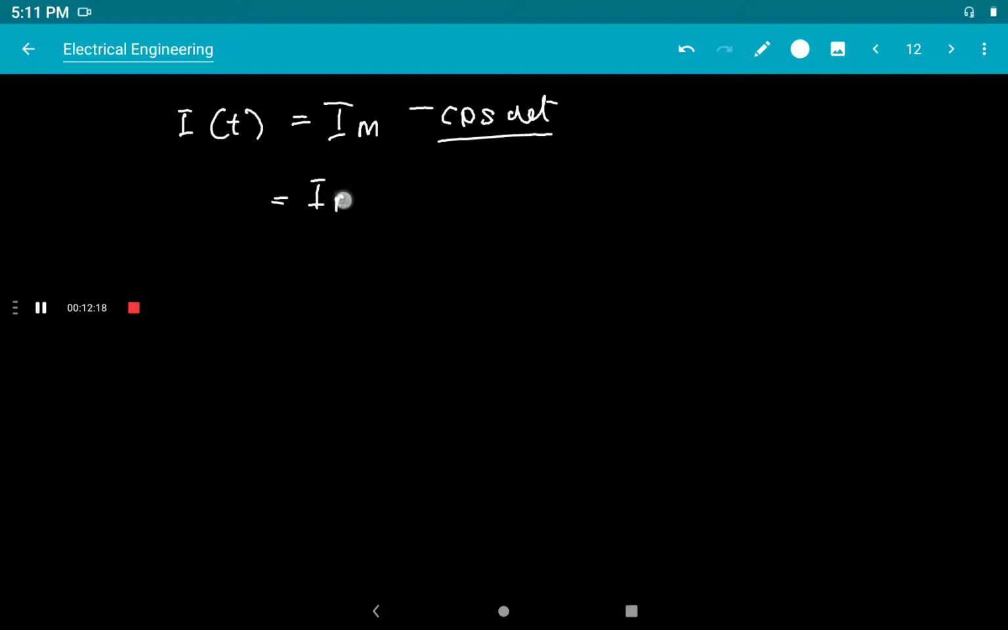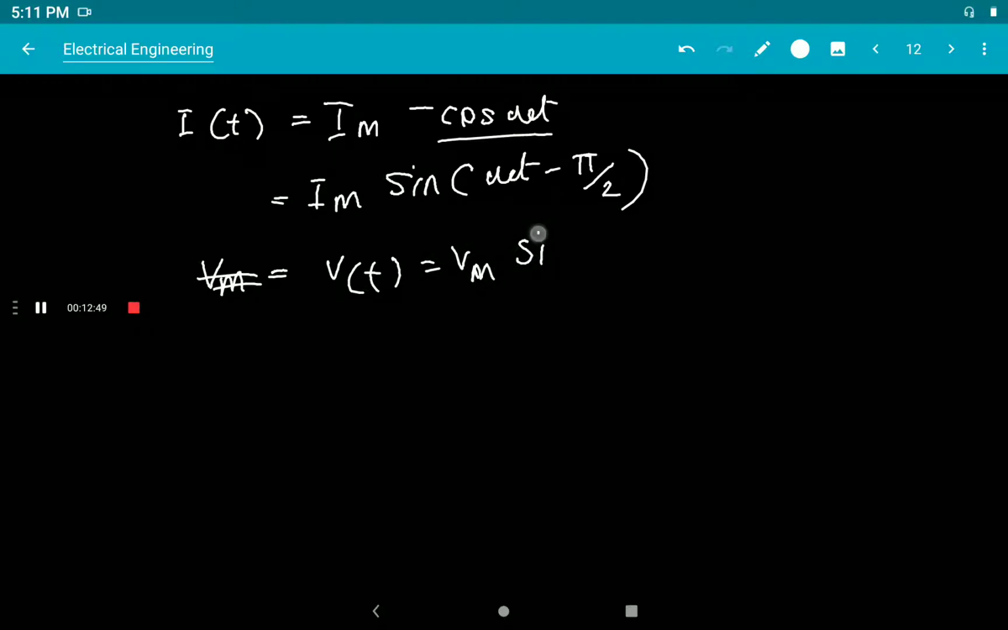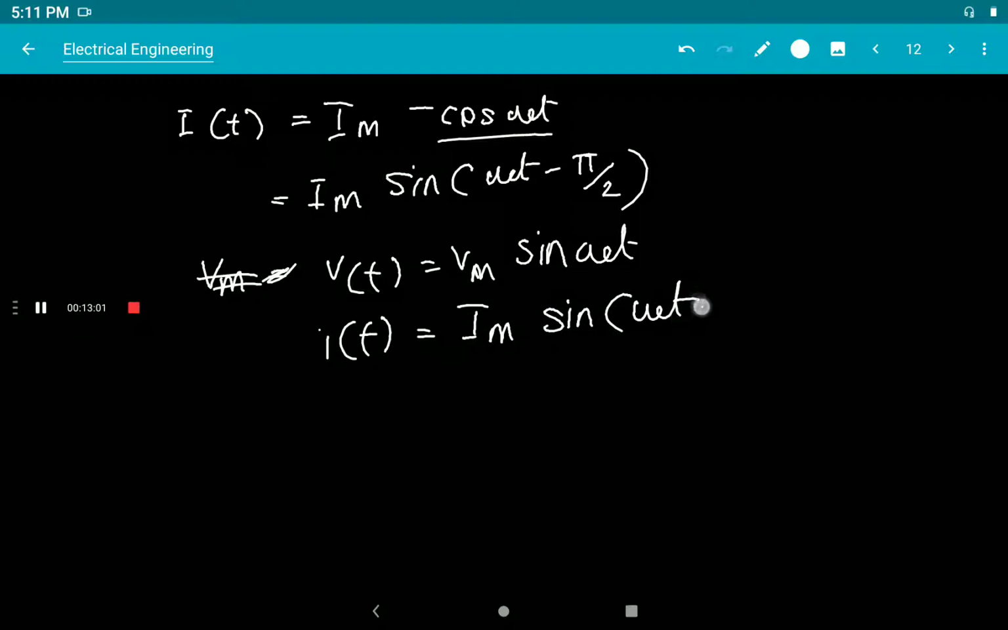So we can represent it as Im sin omega t minus pi by 2. Okay, that means minus 90 degrees. Hence, this equation of current becomes I of t is equal to Im sin omega t minus pi by 2. From this, you can find that if the applied voltage is represented as V of t equal to Vm sin omega t, then I of t is equal to Im sin omega t minus pi by 2.